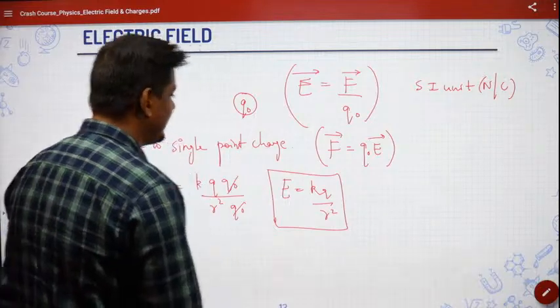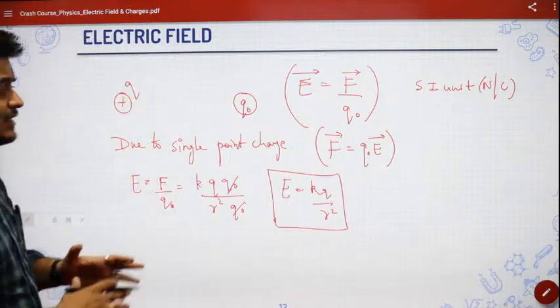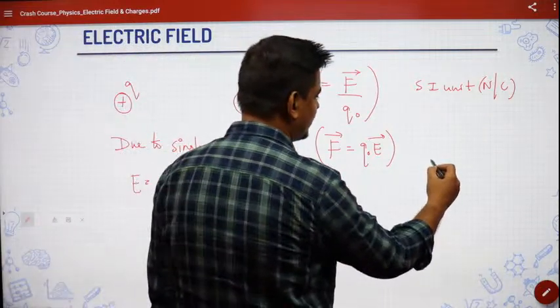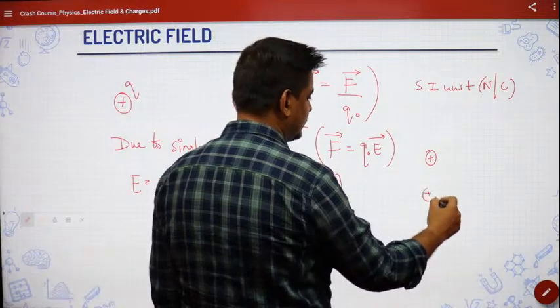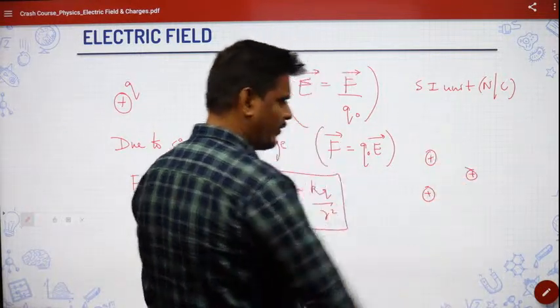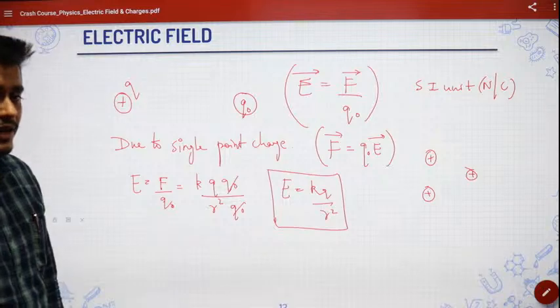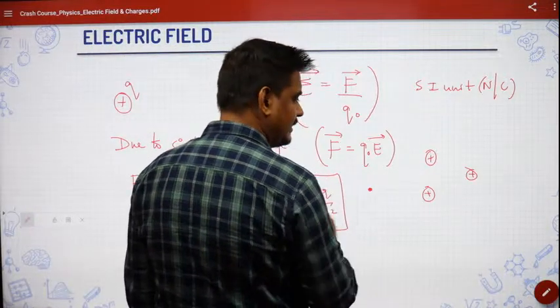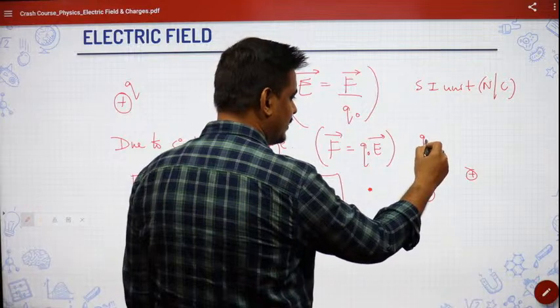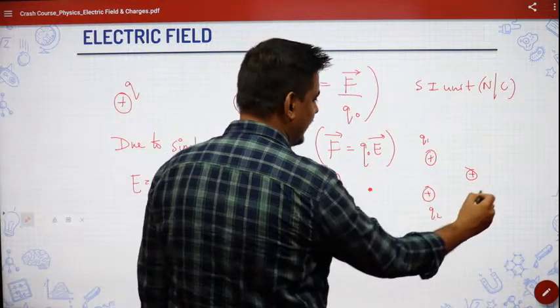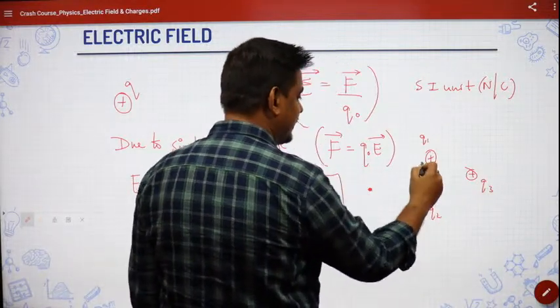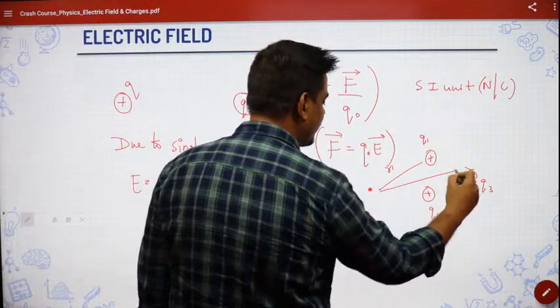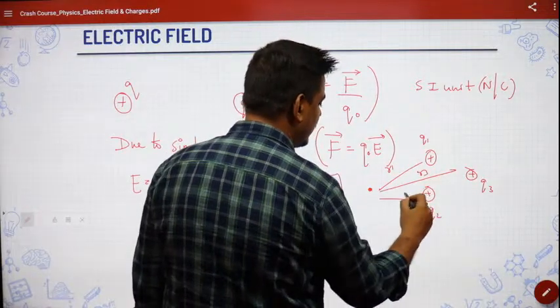Now, I was telling about a system of charges. That is the principle of superposition. If you have one charge here, a charge here, and a charge here, and you want to find the net electric field due to all these charges at this point, suppose it is Q1, this is Q2, and this is Q3, present at distances R1, R3, and this is R2.